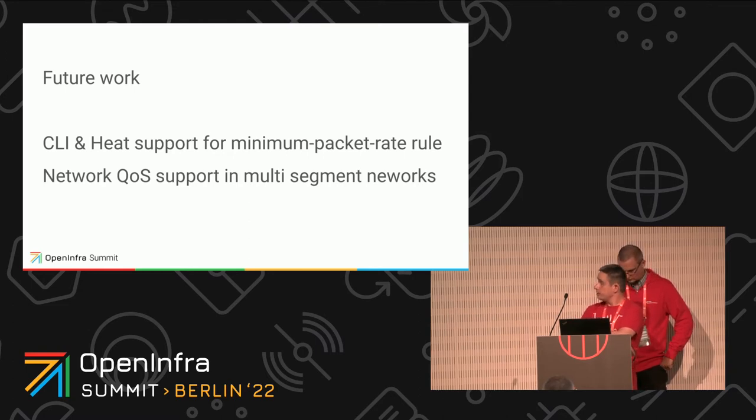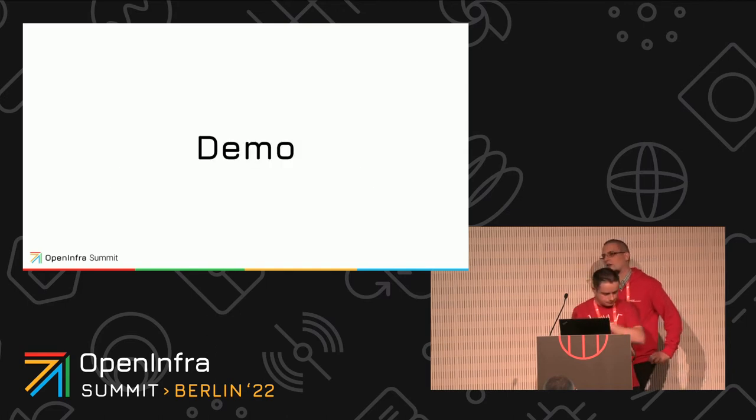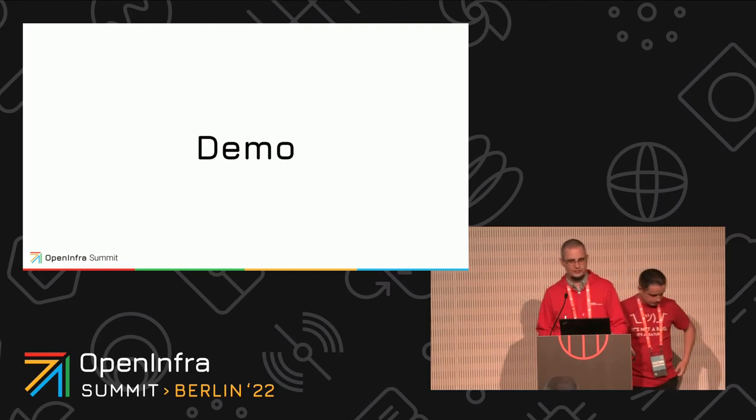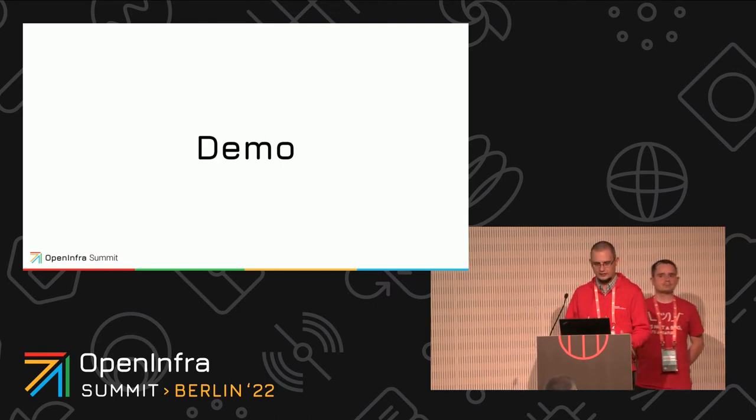That is supporting bandwidth quality of service in multi-segment networks. For that, the first step was done in placement to have any-trait support, and that's finished. The next step is to have a Nova and Neutron specification for that, and that will pave the road for the next steps. So if anybody wants to help, that's a good place to join this work. Contact us, and we can help you figure out how to continue this.